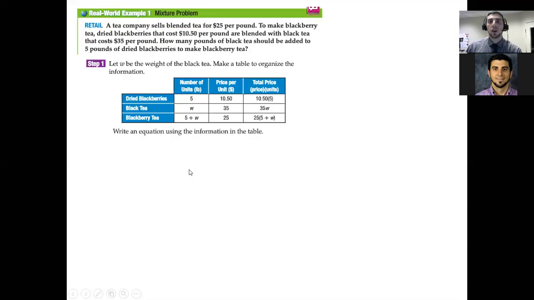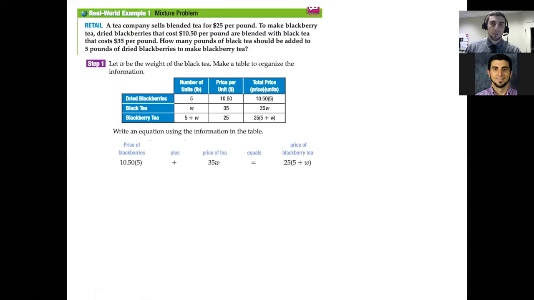Now we want to write an equation using the information in the table. The price of the blackberries plus the price of the tea should equal the price of the blackberry tea. If you look in our table, we have all that information. We know the total price of the dried blackberries, we know the total price of the black tea, and we have an expression that represents the total price of the blackberry tea. So we add those together and set them equal. So 10.50 times 5 plus 35W equals 25 times the quantity 5 plus W.